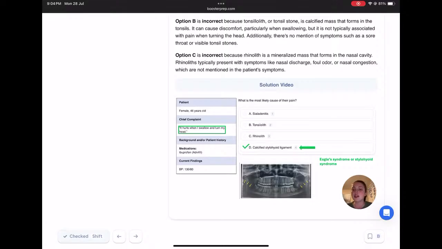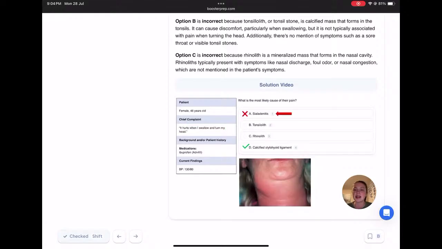Now, although this is definitely the correct answer choice, let's go through the other answer choices and discuss what they are and how they're different and similar from a calcified stylohyoid ligament. We'll start with sialadenitis. Now, this is inflammation of the salivary gland that can either be acute or chronic, with the chronic form being associated with salivary duct damage.